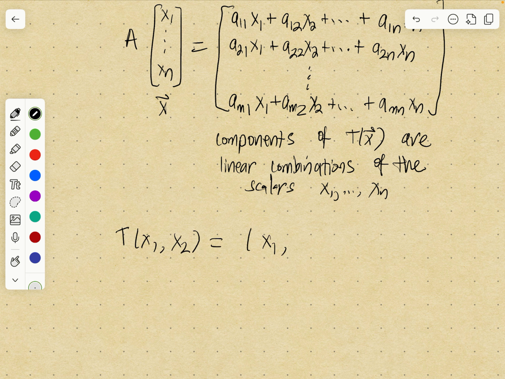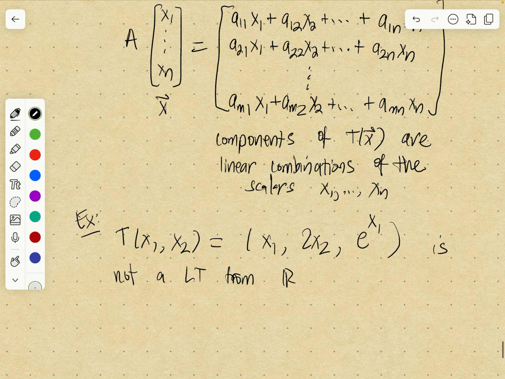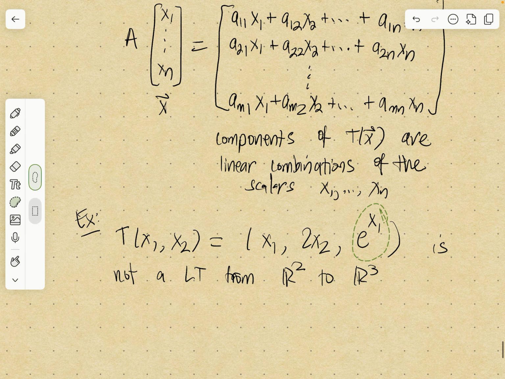And so that shows me why, if I have something like T of x1, x2 equals x1, 2x2, e to the x1, this is definitely not a linear transformation. So for example, I can see that this is not a linear transformation from R2 to R3 because this e to the x1 doesn't have the format that the components are supposed to have.